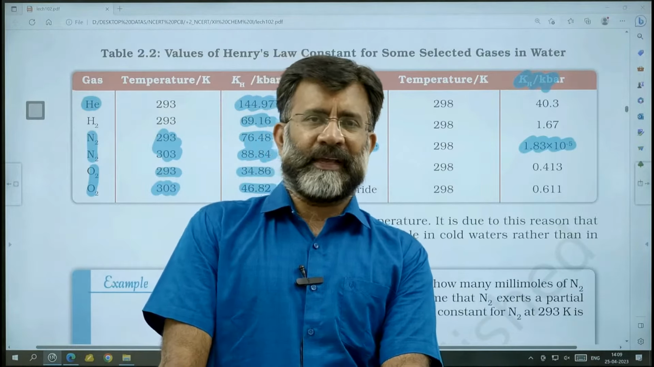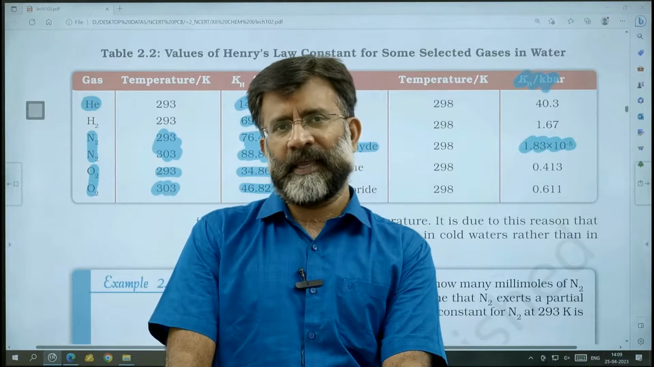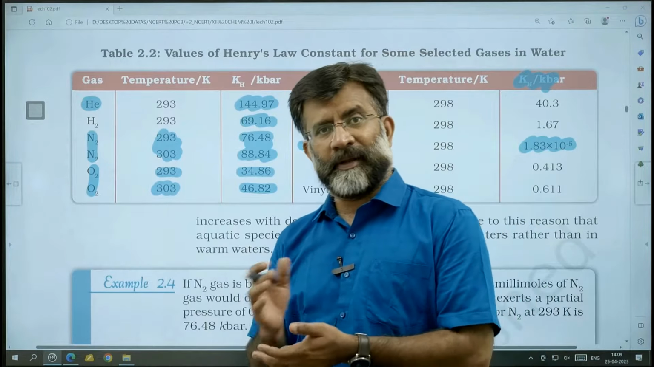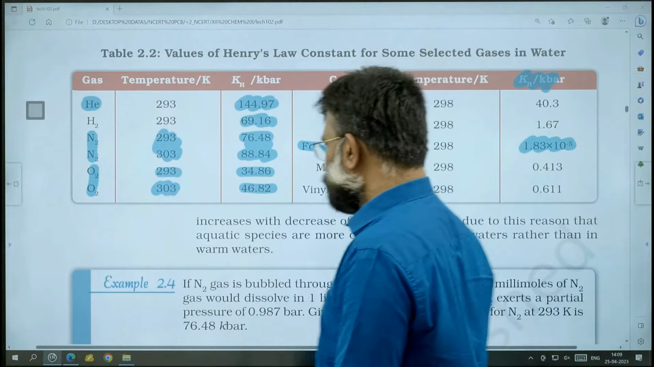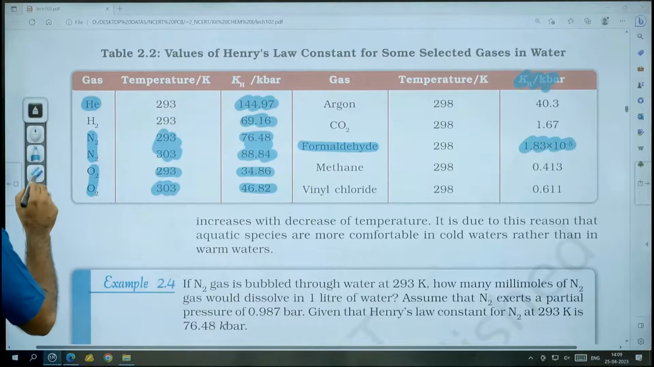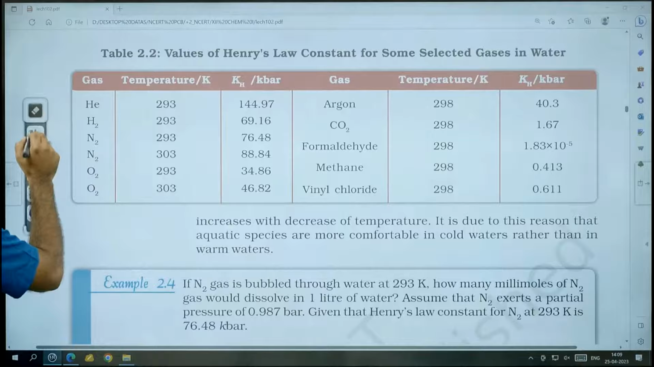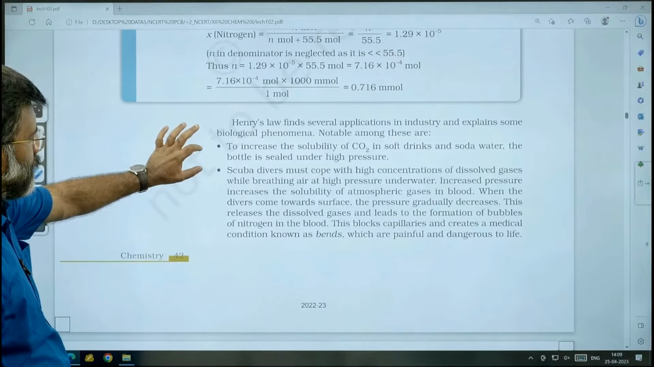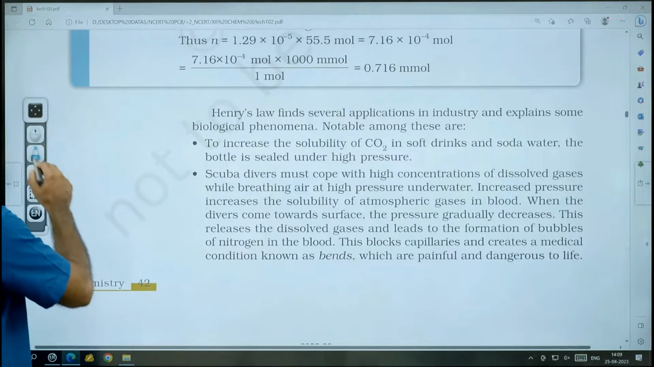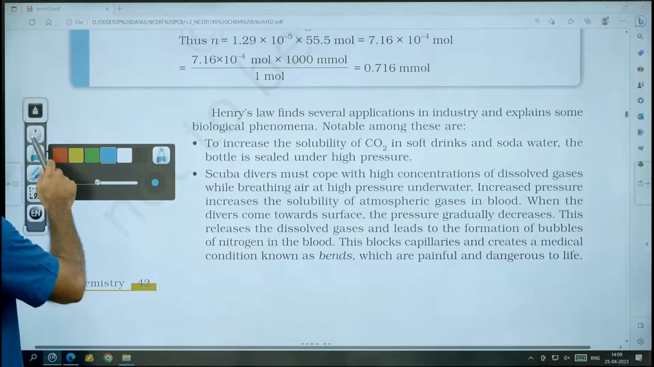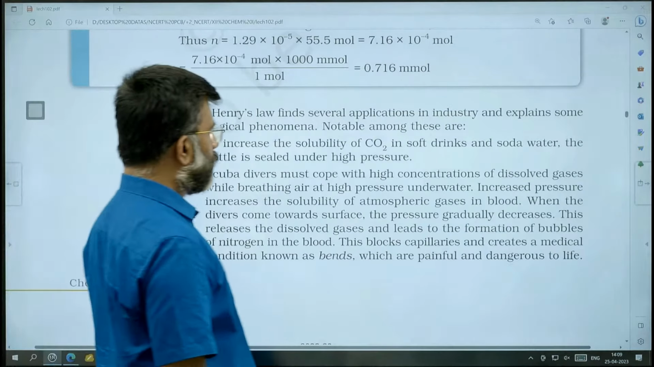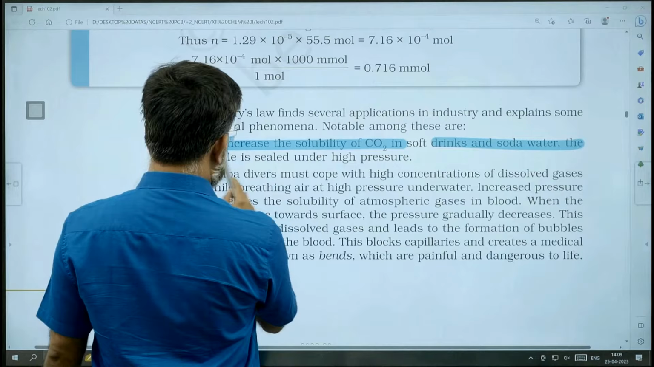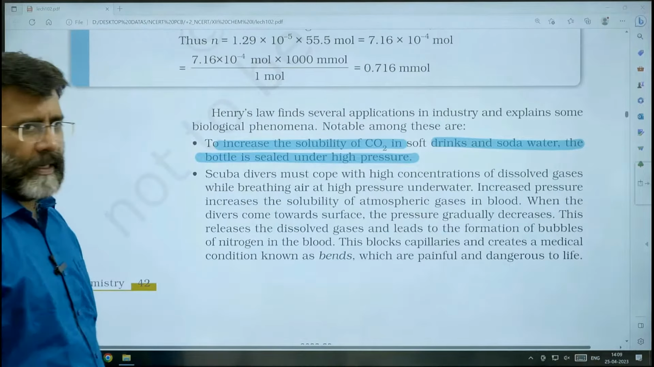So the solubility of gases is explained by Henry's law. That is a very important point to understand, along with the temperature dependence. There are so many practical applications of Henry's law quoted here. As I said, the preparation of soft drinks and carbonated drinks happens under high pressure and low temperature. To increase the solubility of CO2, the bottle is sealed under high pressure.